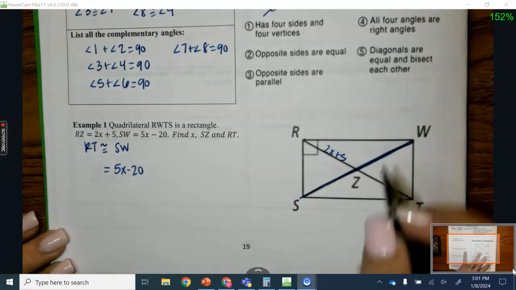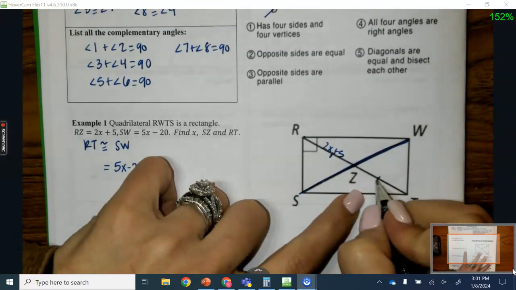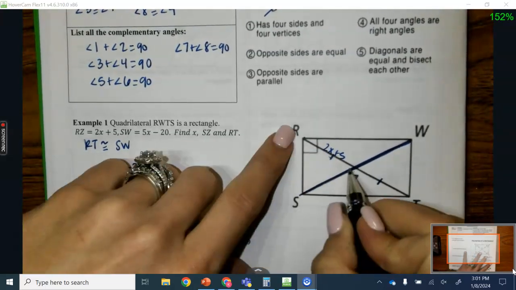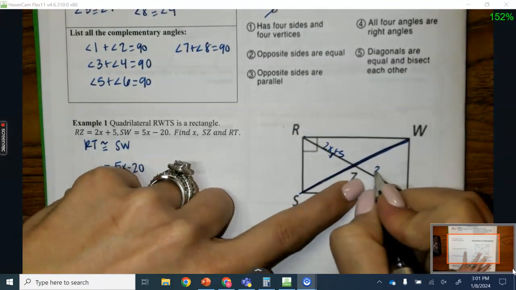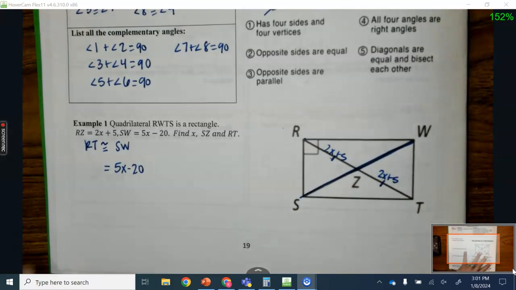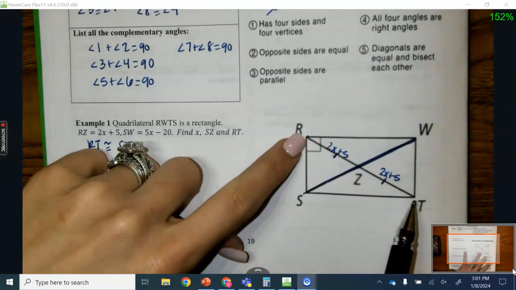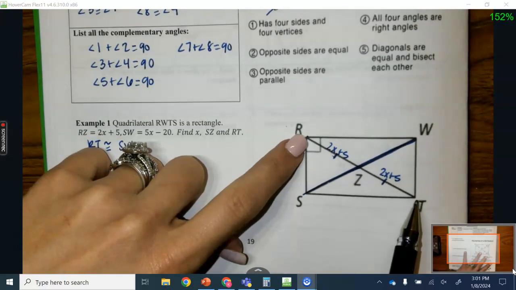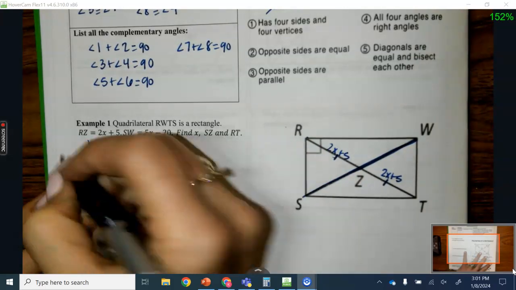We also know that diagonals bisect each other. So this part that's 2x plus 5 is congruent to ZT, right? They bisect each other, making two congruent parts. So this could also be labeled 2x plus 5. So if I'm looking at RT as a whole, right? RT as a whole is 2x plus 5 and 2x plus 5.